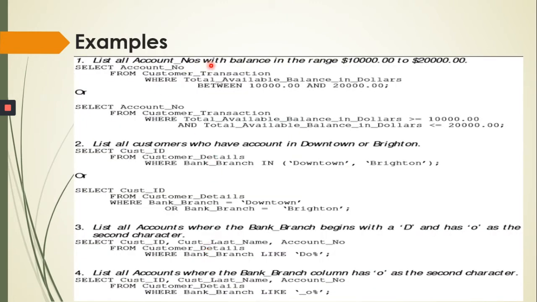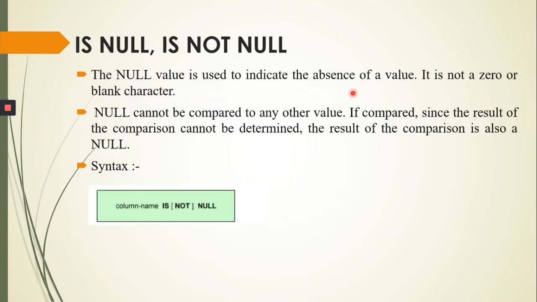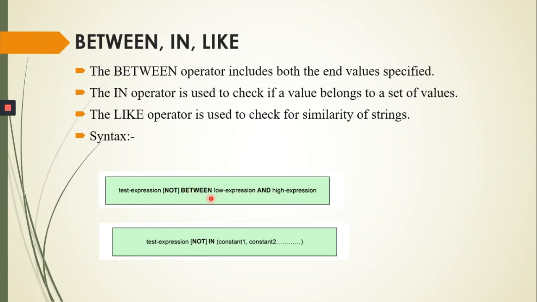List all the account numbers with balance in the range from $10,000 to $20,000. So our account balance must be between 10,000 and 20,000, and here we have to use between. Select account number from customer transaction, where customer transaction is our table name, where total available balance in dollar between 10,000 and 20,000. As I explained, we have a low expression, 10,000, and a high expression, 20,000. So this condition must be satisfied.